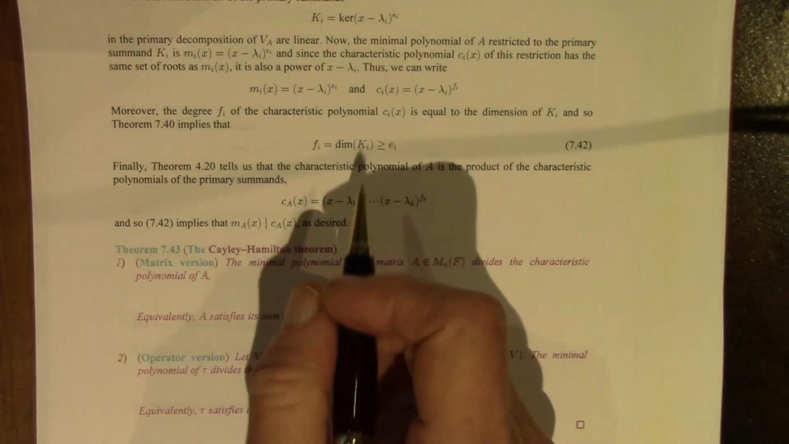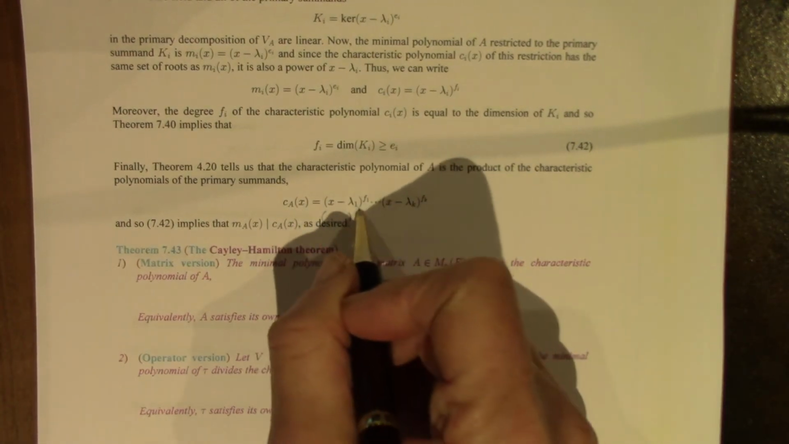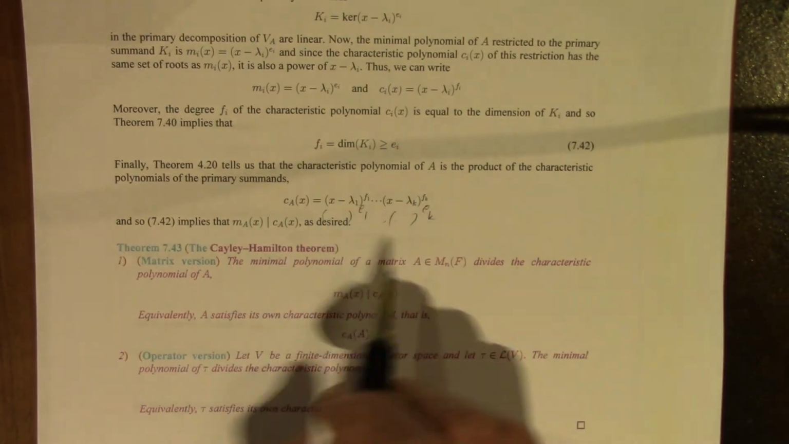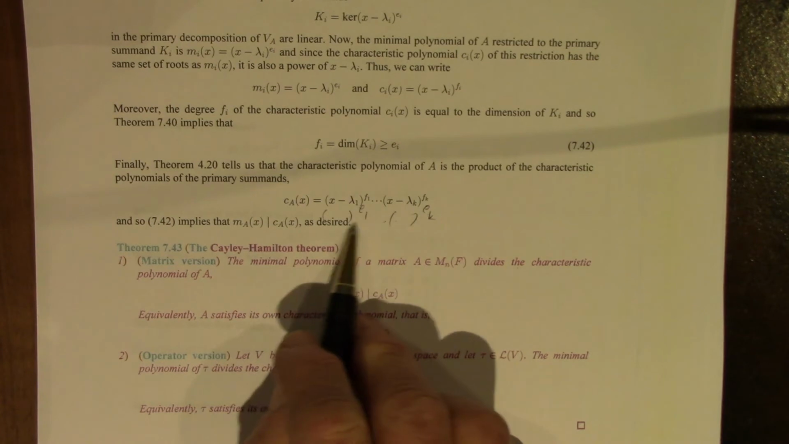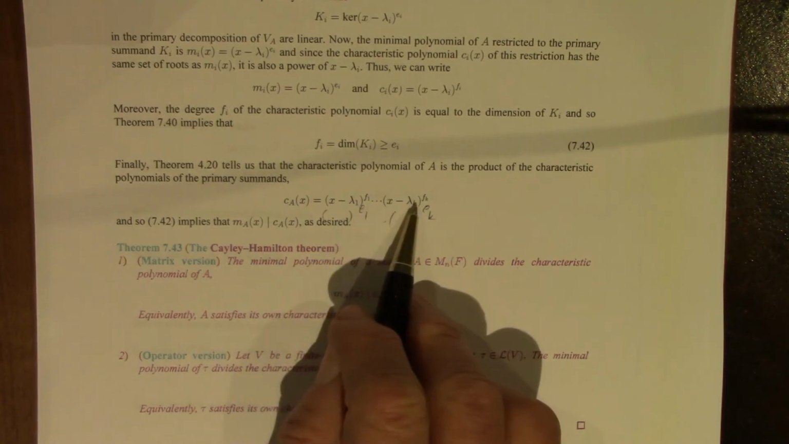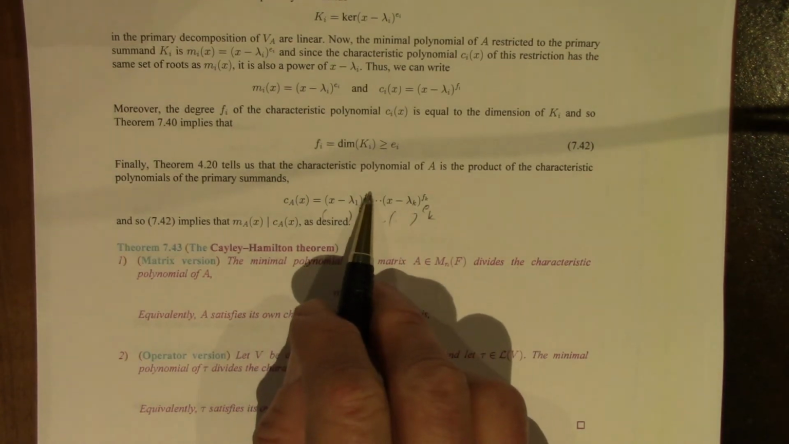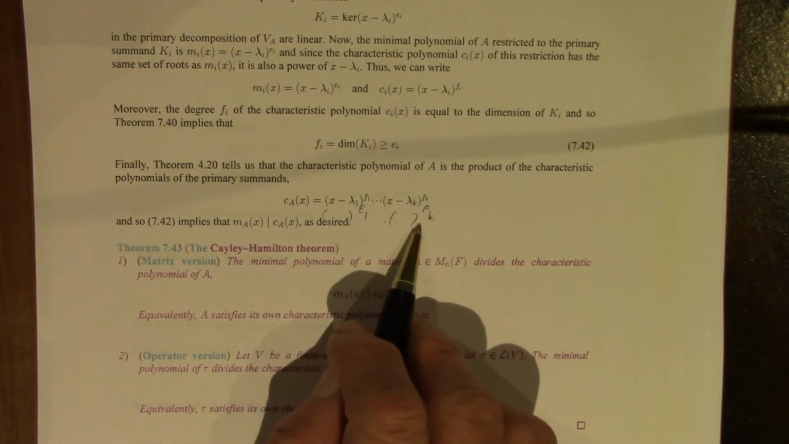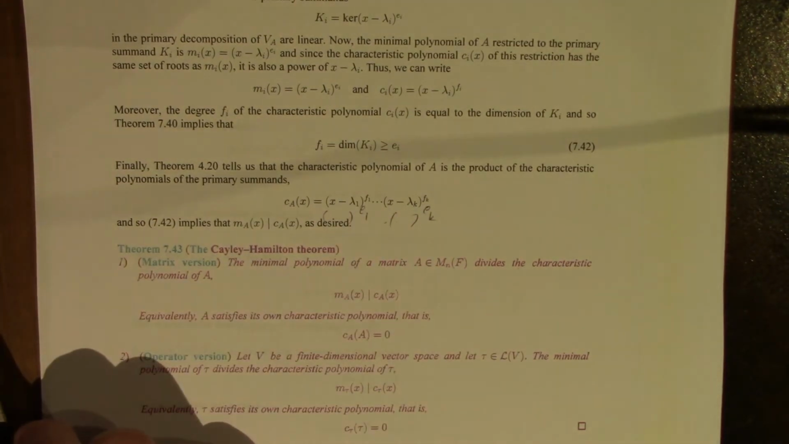We could line up the minimal polynomial right under here. These would be e1, ek, same roots, so same linear factors, but each of the f's is bigger than or equal to the e's, so the minimal polynomial divides the characteristic polynomial.